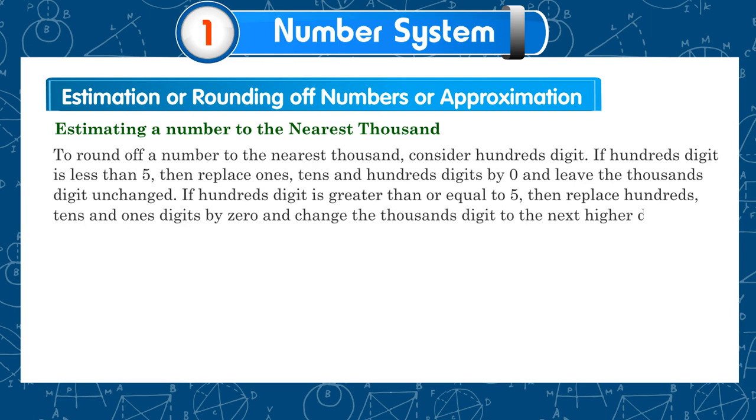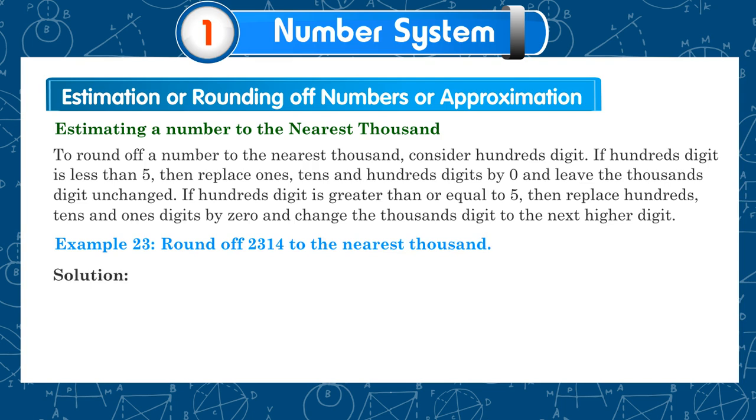Example 23. Round off 2314 to the nearest 1000. Solution. Since 300 is less than 500, so 2314 will be rounded off to the nearest 1000 as 2000.